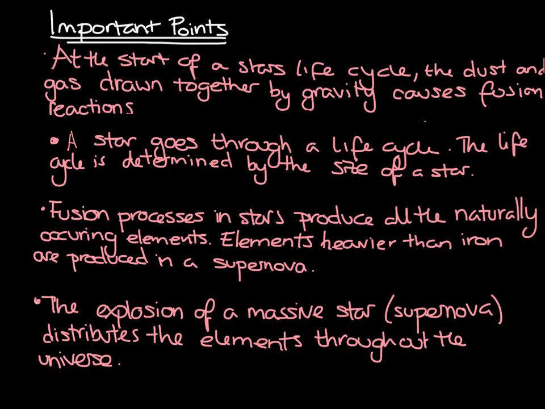elements throughout the universe. Okay, so we know that we've got roughly 110 different elements on Earth, and they have been made in a star either through fusion or through a supernova and the fusion that happened there, and they've been distributed by a supernova.